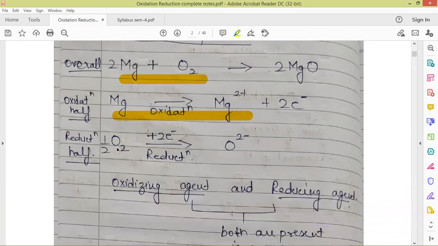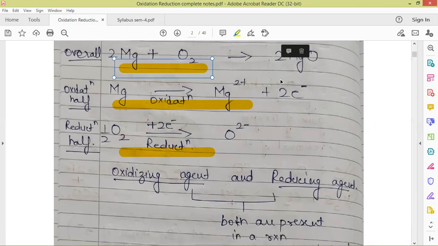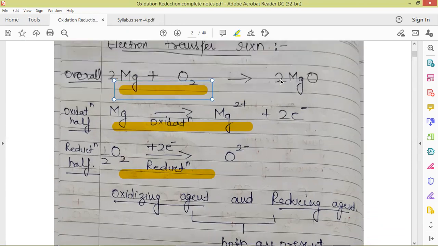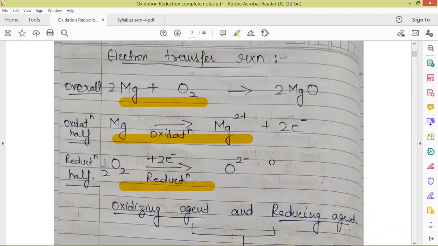And in the reduction half, oxygen is gaining 2 electrons and is getting converted from oxygen having 0 valency to oxygen having 2 minus. That means here the negative charge is increasing. So this is the case of reduction. This is the reduction half of the reaction, and the overall reaction becomes Mg plus O2 gives 2 MgO. So now we are very clear about oxidation and reduction.